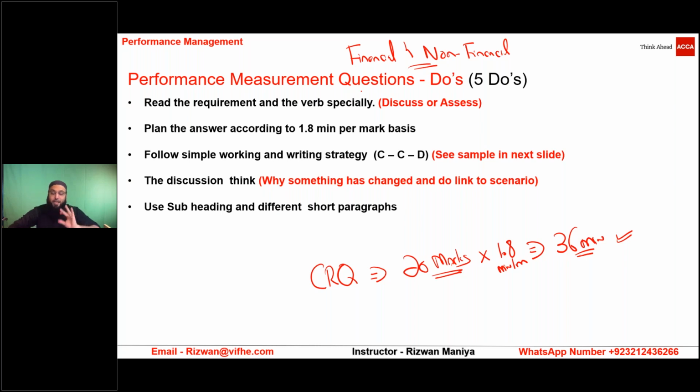I'll tell you a strategy, and that is very simple. There are 5 do's that you have to keep in your mind for performance measurement, for financial, non-financial questions. First of all, you read the requirement and identify the verb. What is the verb? Discuss, assess. So understand the verb.